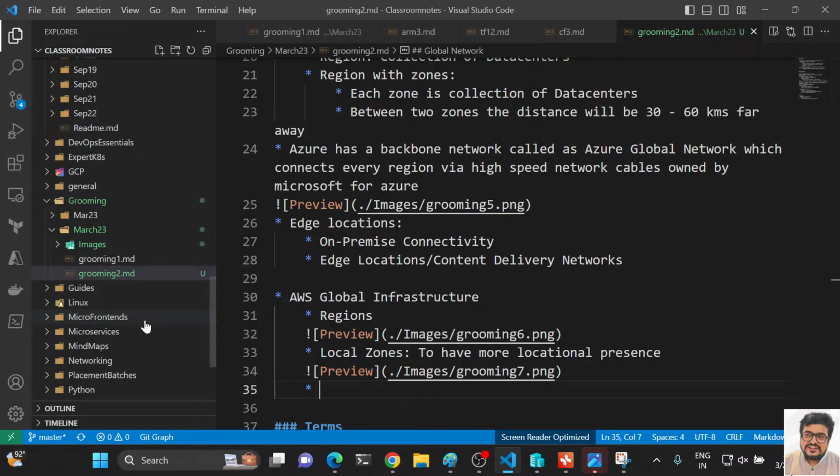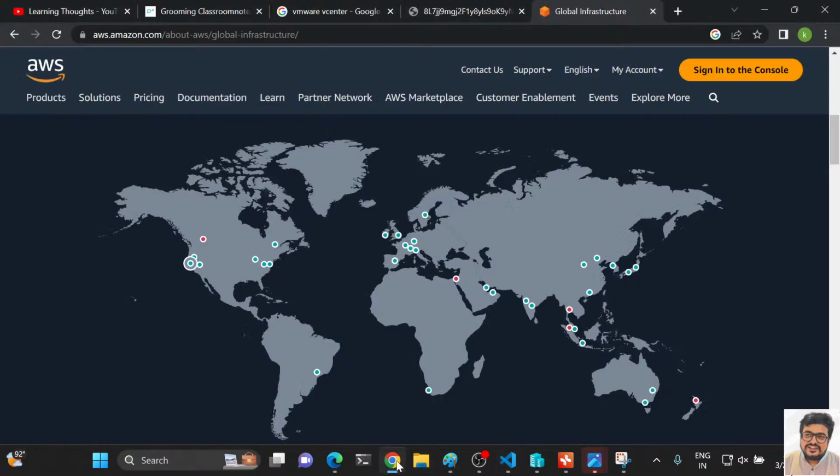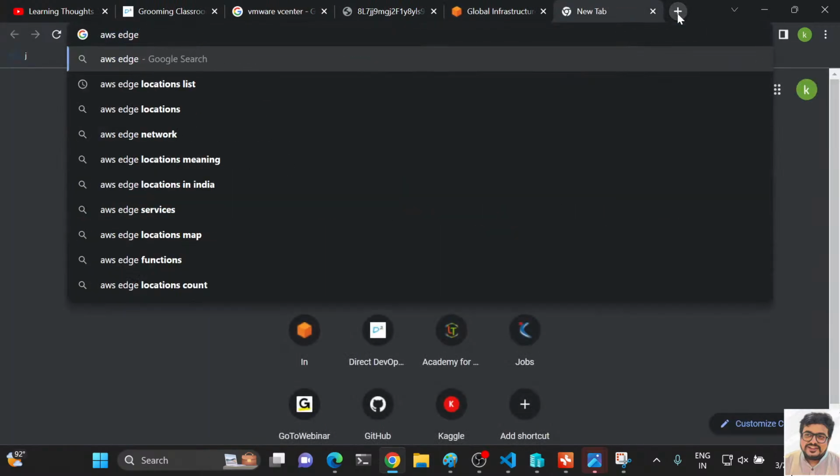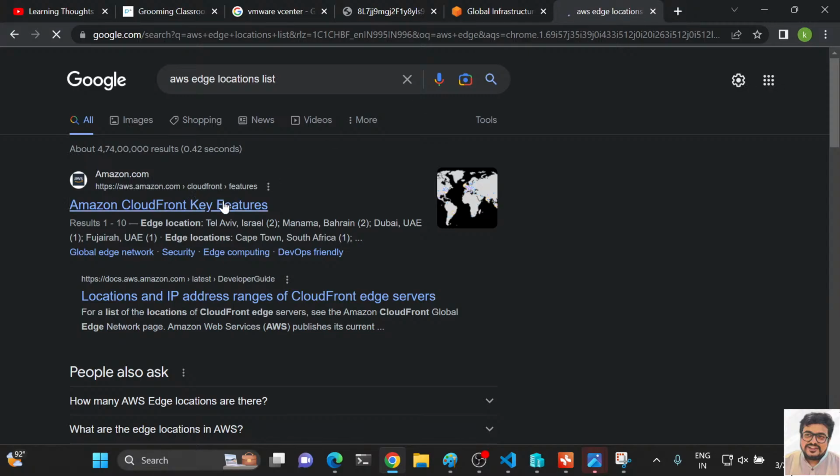Netflix is one of the biggest customers of AWS, and we all know that Netflix is the most widely used OTT platform. Amazon Prime obviously uses Amazon. There are many OTT platforms present. So what AWS also has is edge locations.